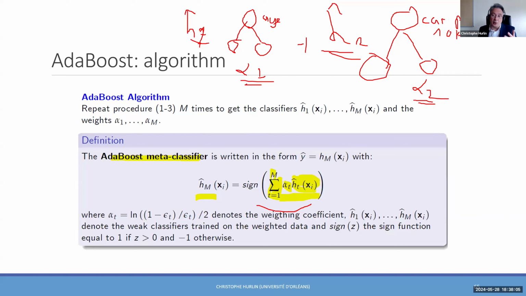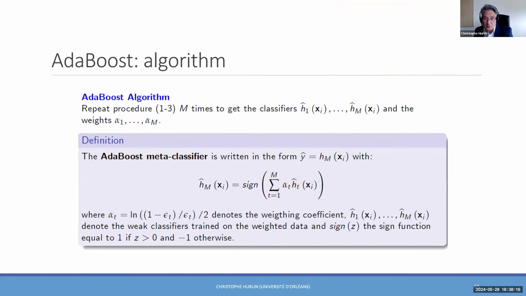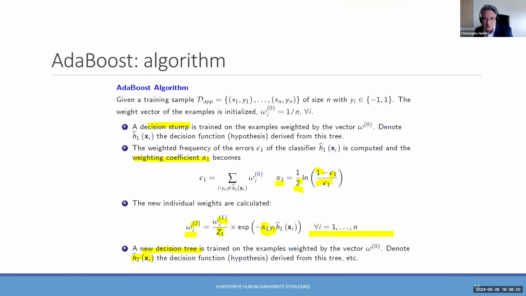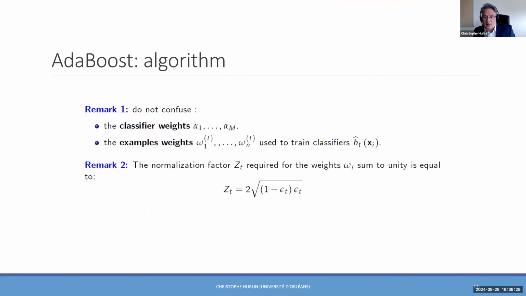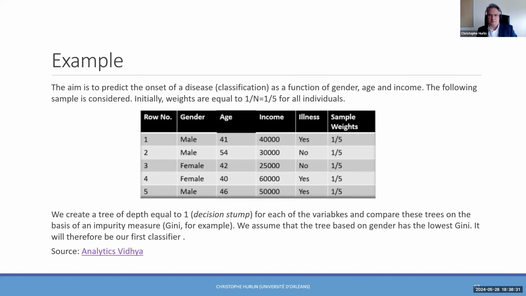So there is a double weighting scheme in the boosting. You weight the individuals and you weight also the models. Okay, there is a weight for the models and there is a weight for the individuals. Is there any question? I think that I have an example.